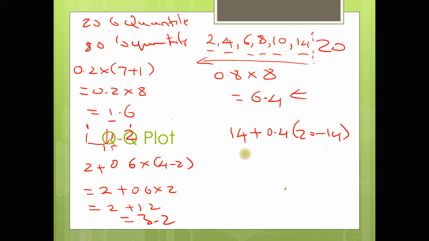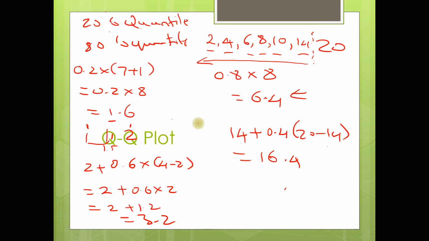Which is equal to 16.4, as you would see. All right. So you can compute it. So it is 0.4 times 6, which is 2.4, plus 14, which is 16.4. So here is what we have as quantile.